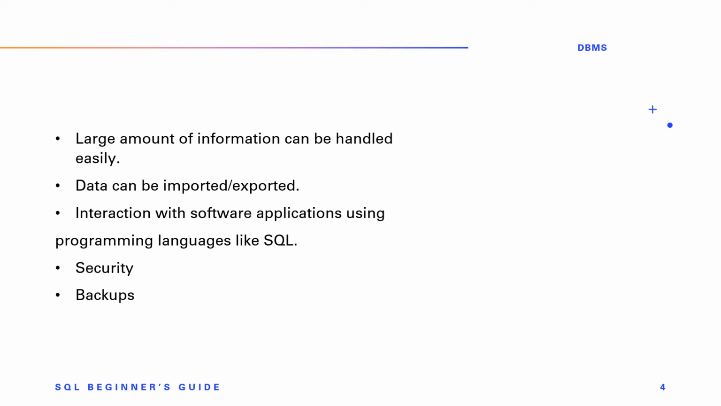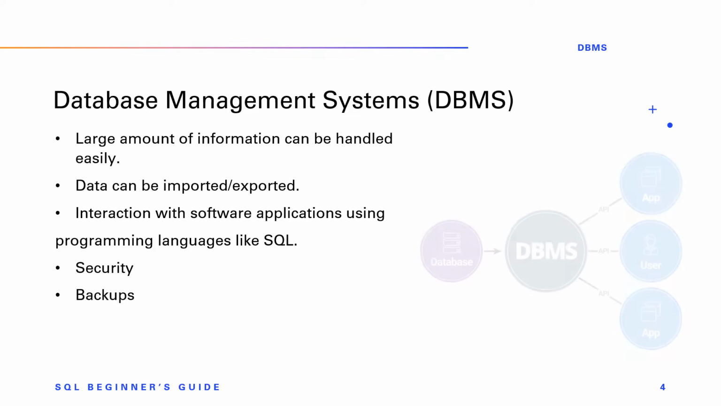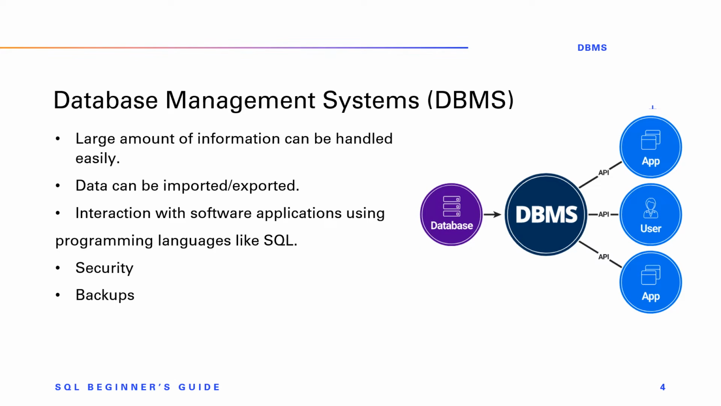So in this slide, we are going to take a look at what database management systems are. A database management system is a special software that facilitates the creation and maintenance of computerized data. A database management system helps with a lot of processes, like a large amount of information can be handled easily. Data can be imported or exported from one device to another. Users can send each other data. Interaction with software applications using programming languages like SQL.